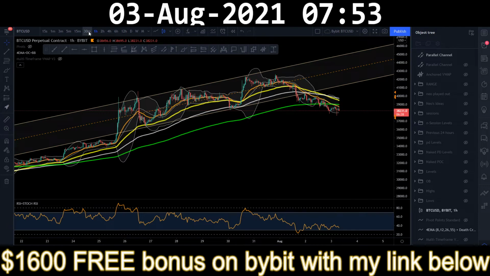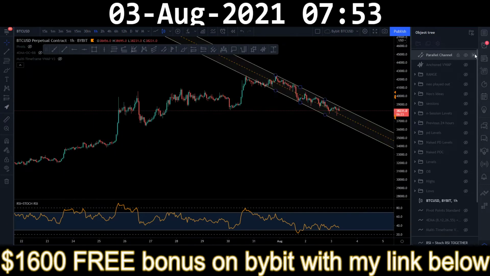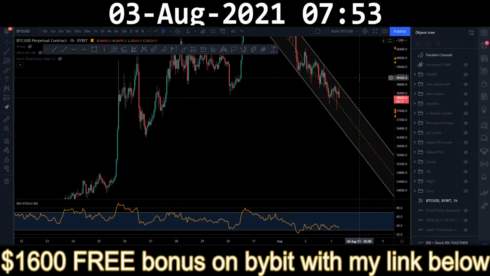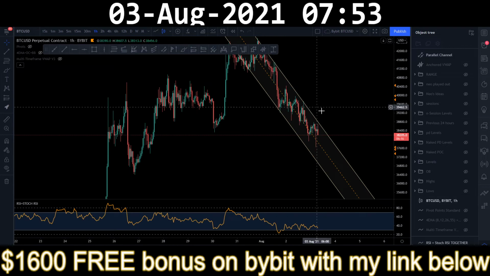And let's take a look here. I think we have this. Let me get rid of this here. We do have this parallel channel that we're in right now. So if we do continue to come down in this parallel channel, we could see ourselves coming all the way down to this level right around here, depending upon how fast we drop, you know, the 36,000.